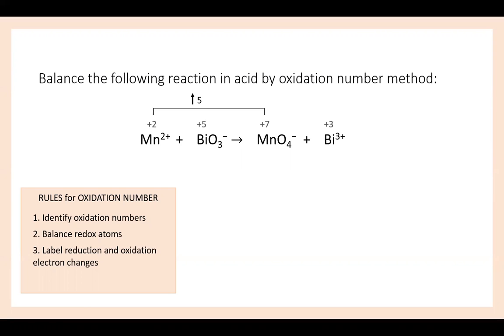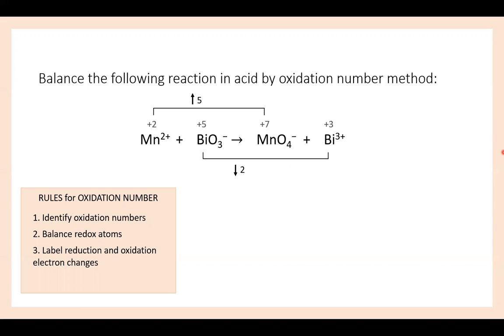For the manganese, we increase in charge from +2 to +7. So it goes up by 5. That would be oxidation. Our charge increases. Bismuth goes from +5 to +3. That decreases by 2. That's reduction.